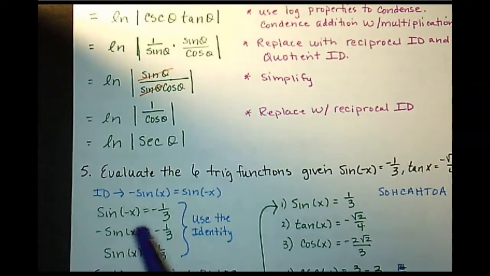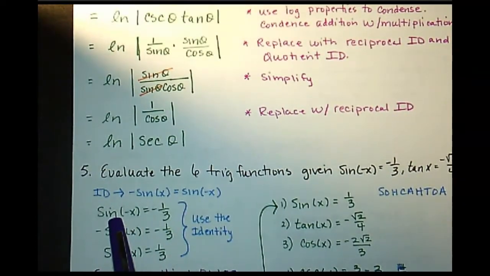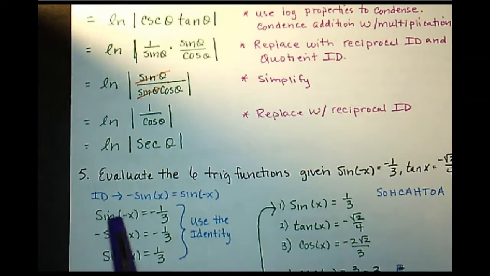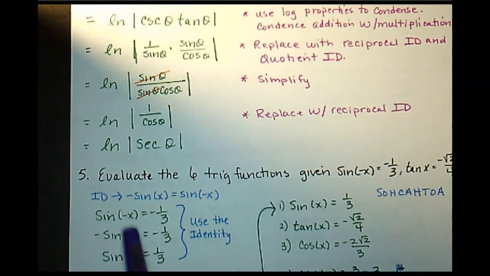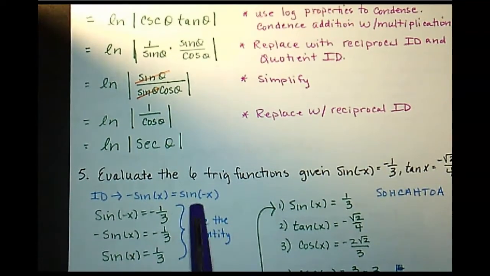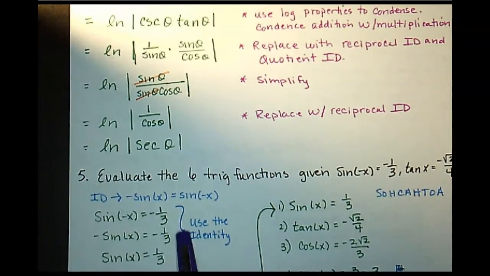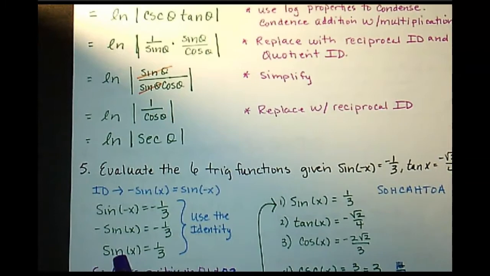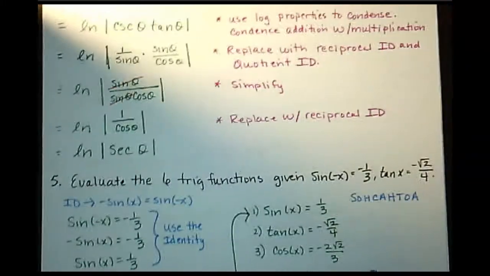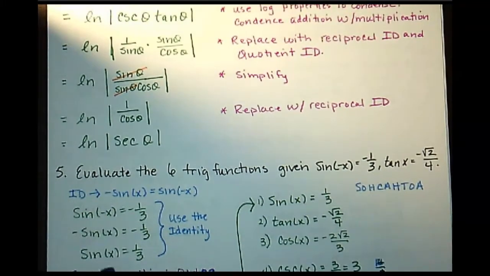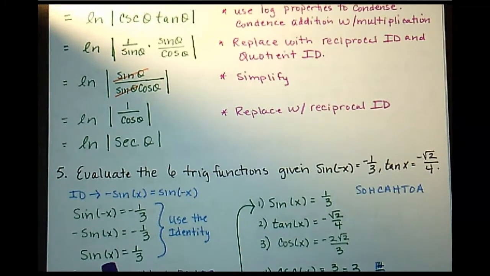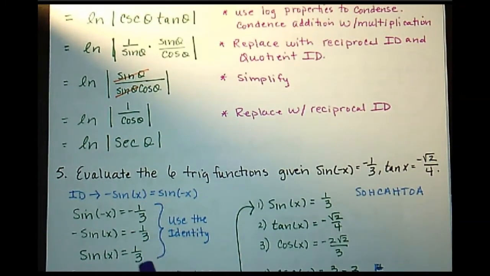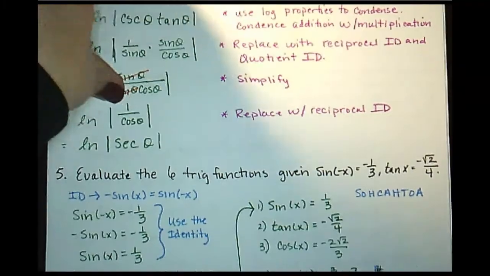So when I replace my identity, I'm going to substitute. Remember, we can replace and simplify. So I'm going to replace sine negative x with negative sine x, because that's the other side of the identity. And then I have a negative 1/3 over here. Well, we know that we need to work with positive trig functions. So I divide both sides by negative 1, and now I have sine of x equals 1/3. So all of this here was just using that identity.